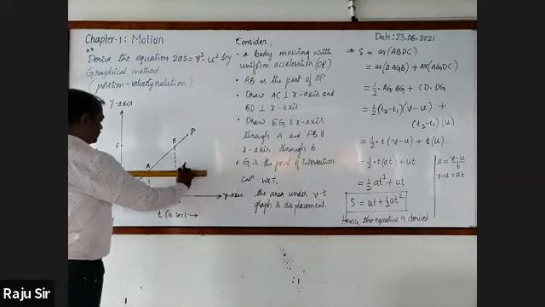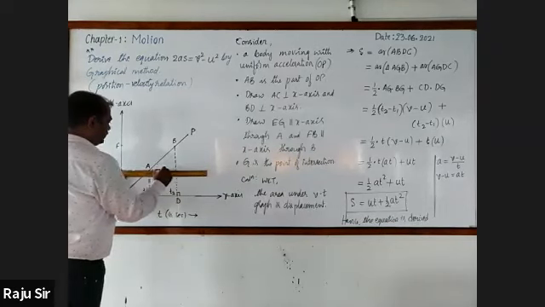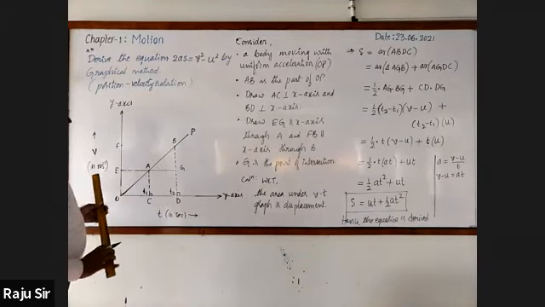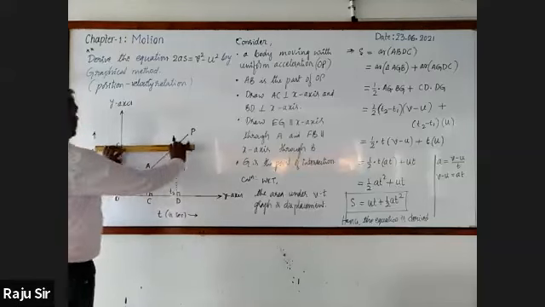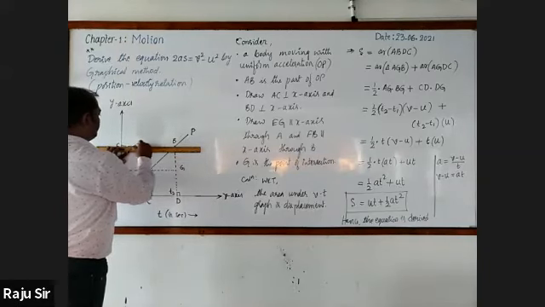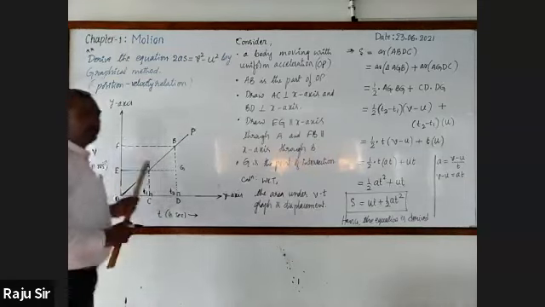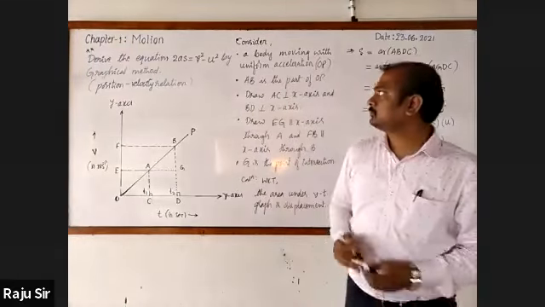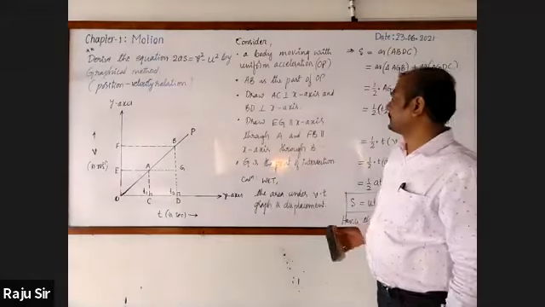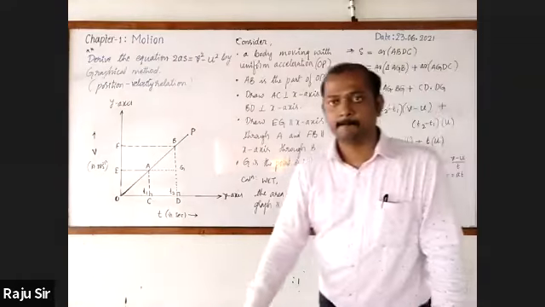Next one. Draw the line EG parallel to x-axis through A. Draw FB parallel to x-axis through B. Voila.